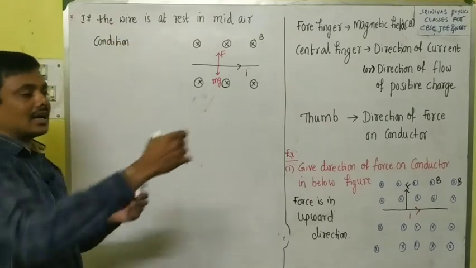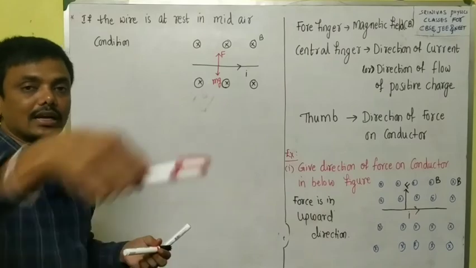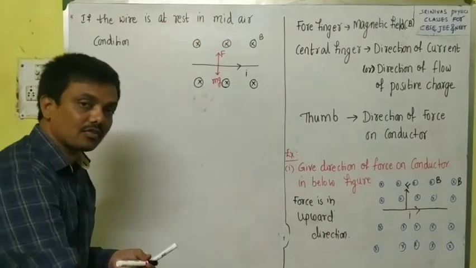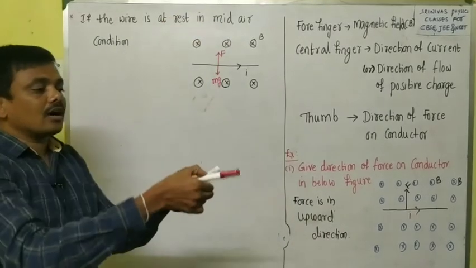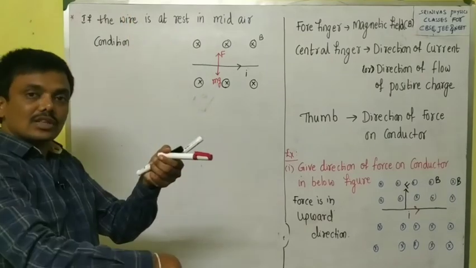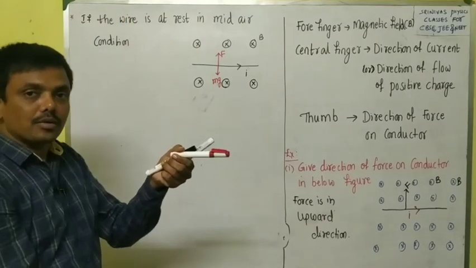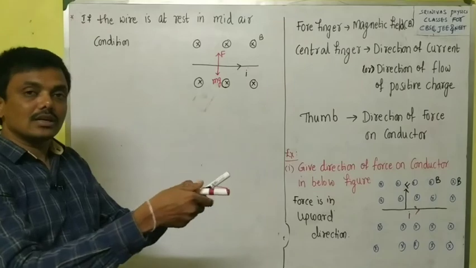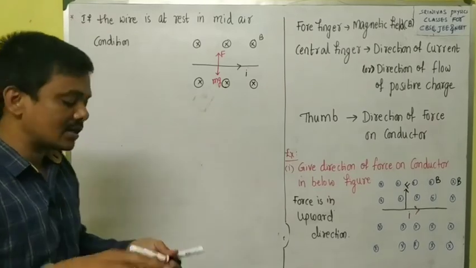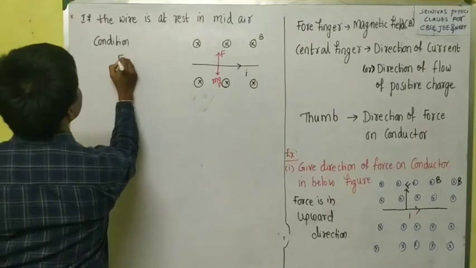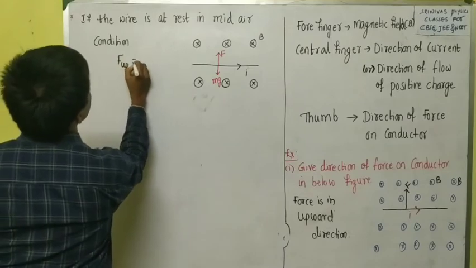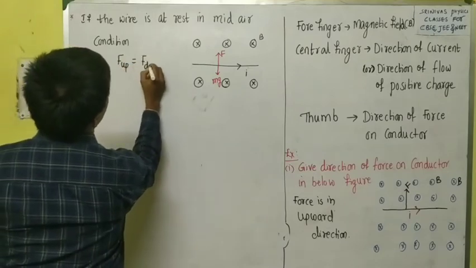Okay, like this. For example, this is a current carrying wire. It is suspended in air. It never falls down. That means the upward force should be balanced with its weight. Gravity pulls down, but it should not go down. Some upward force should be balanced with the downward force. The condition is that upward force must be equal to downward force.